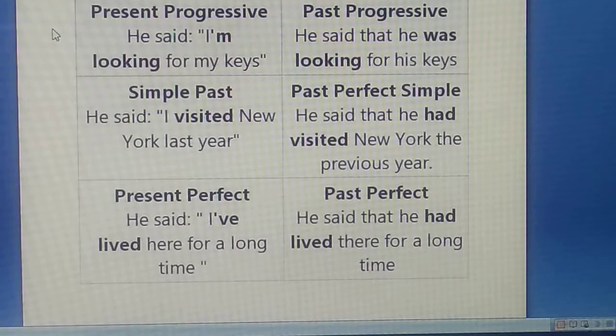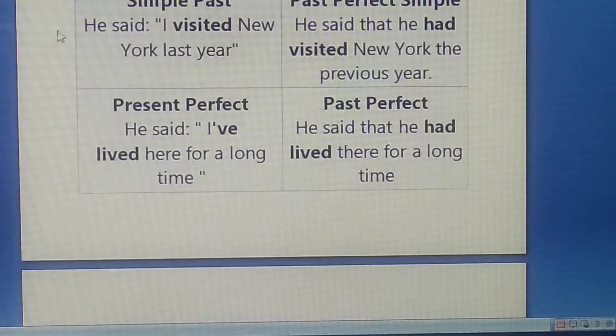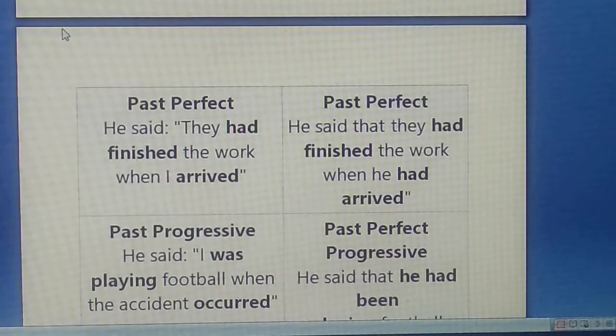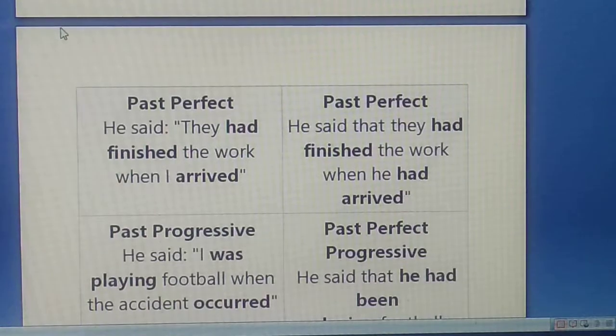He said, I have lived here for a long time. He said that he had lived here for a long time. Have changes into had. Children, these things, you'll learn with practice. So nothing to worry. I'll do many more sessions on this, children.